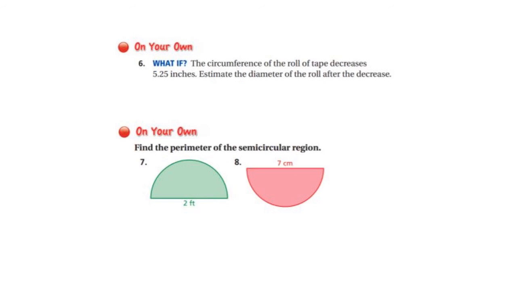For these last few problems, I'd like you to pause the video or stop the video. You have them in your notes, and I'd like you to work out the answers. You can use a calculator, but please show your work. You need to show what you keyed into the calculator.